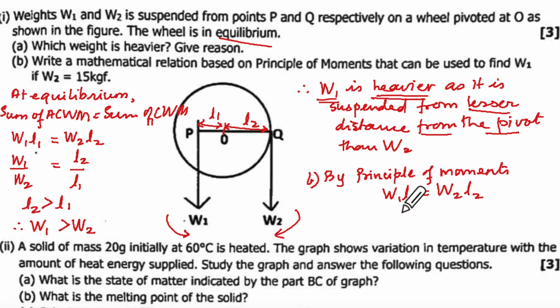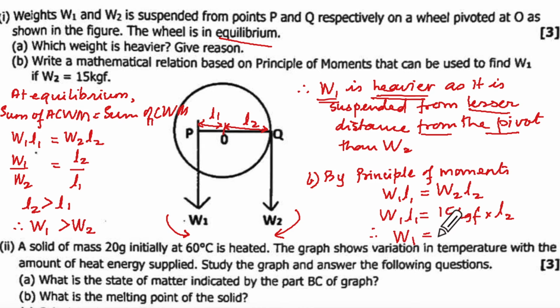They have given only W2, so W1 into L1. W2 is 15, no? So W1 L1 is equal to 15 kgf into L2. So they are saying find what? The W, mathematically, W1.